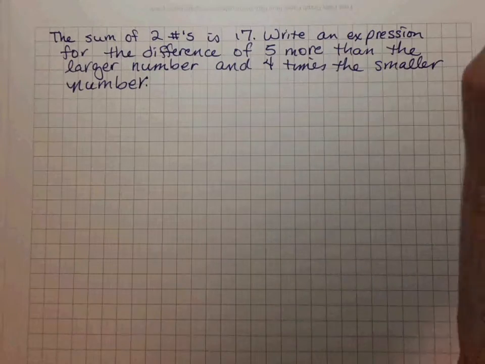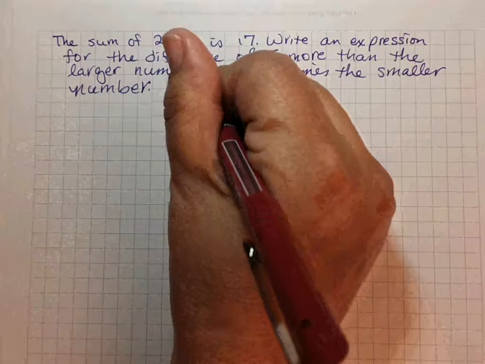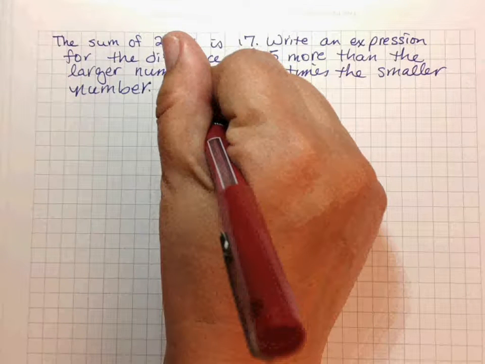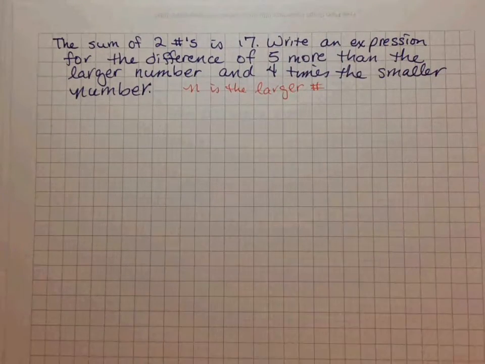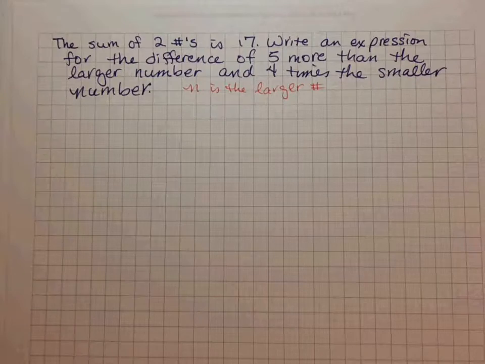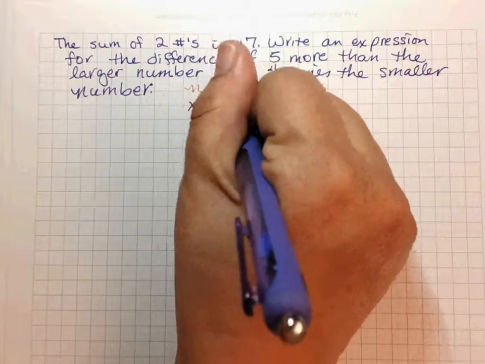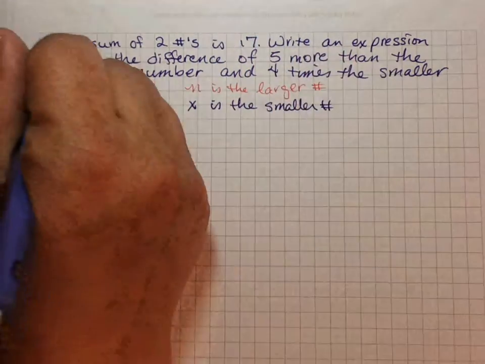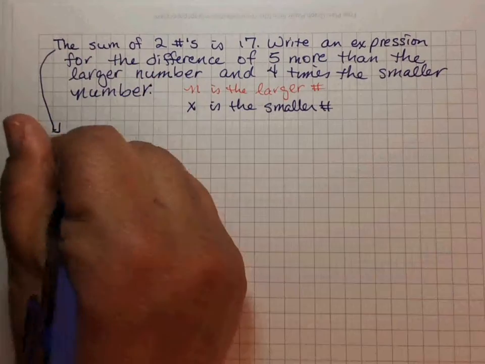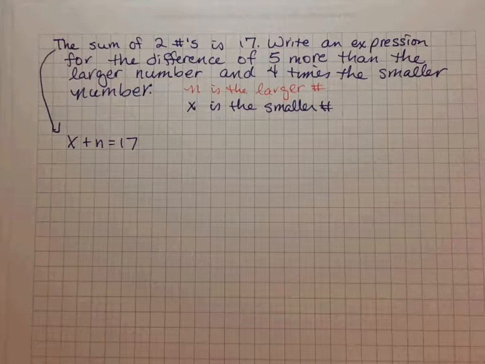So I'm going to call the larger number n, and they want it in terms of n, by the way. So n is the larger number. I'm going to say x is the smaller number. And this tells me that when I add them, I get 17. That's going to come in handy.